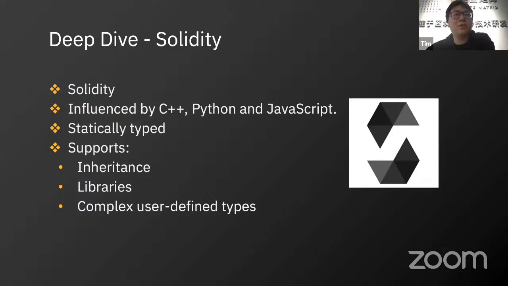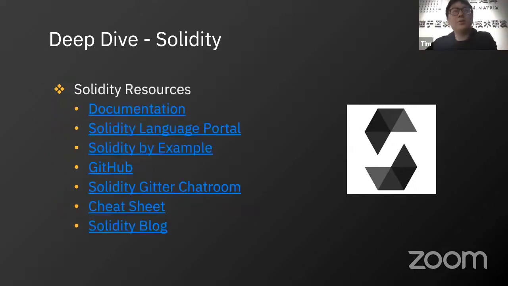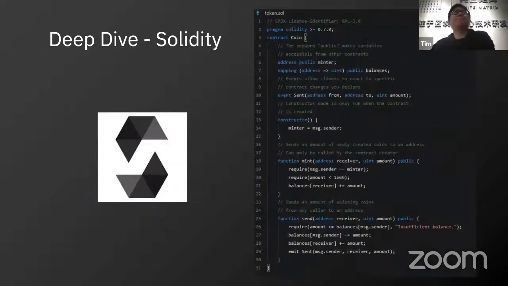And also complex user-defined types, so you can define your own types. We all know that in the DeFi market there are a lot of different tokens, and they are all user-defined types in the smart contract. Here are the resources we provided for you to take a look at this programming language. You can take a look later.